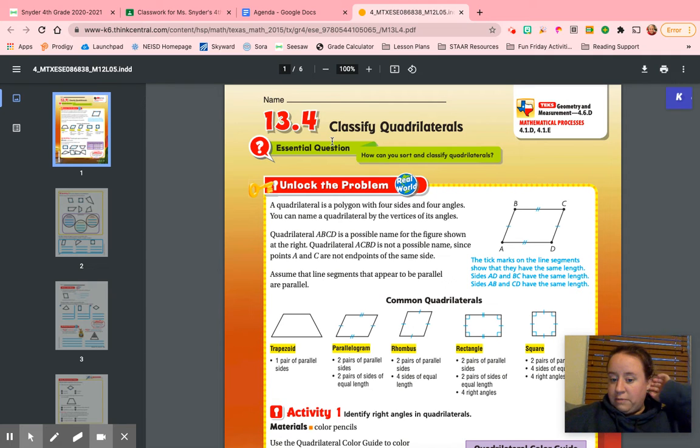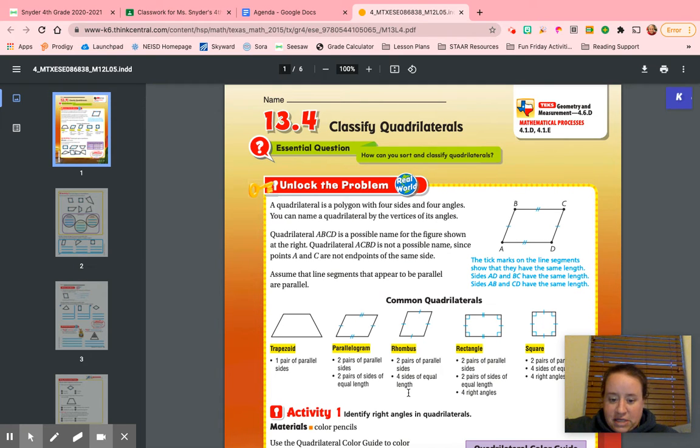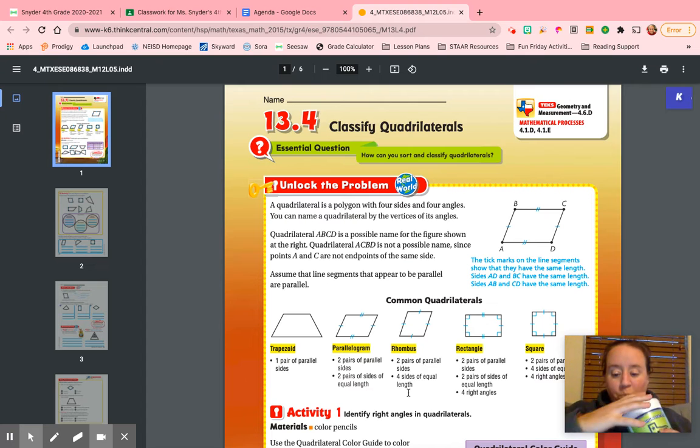These are the common quadrilaterals that we've been talking about today and yesterday: trapezoid, parallelogram, rhombus, rectangle, and square. Underneath them, the bulleted items show the attributes that make each one. When you say square, a square has to have these attributes in order to be considered a square.